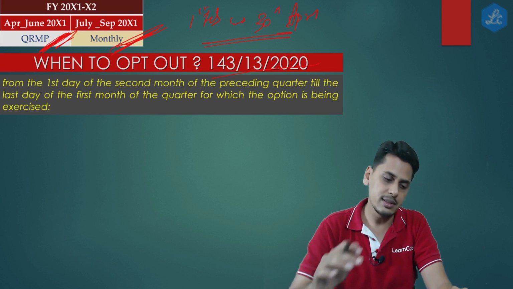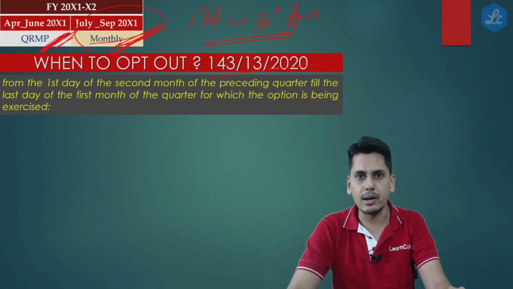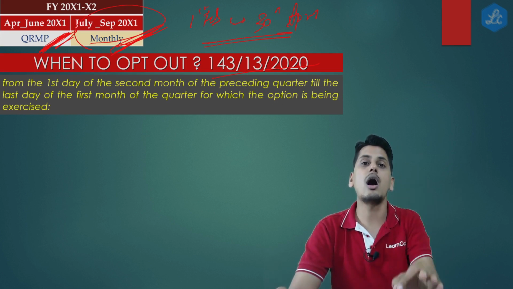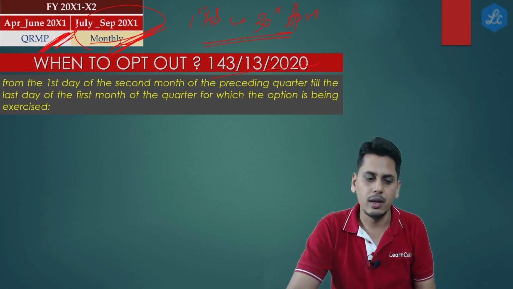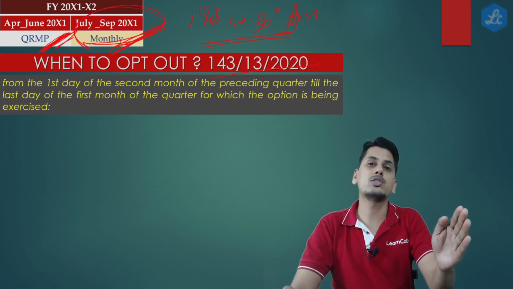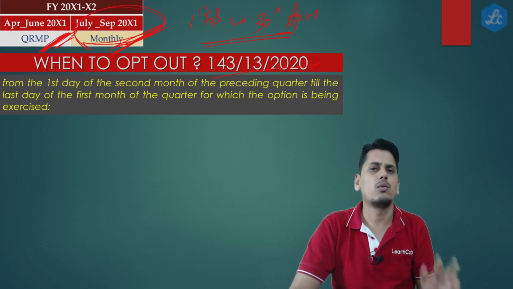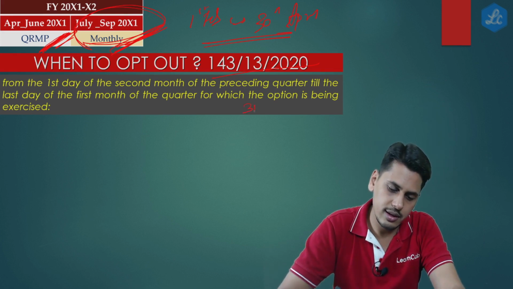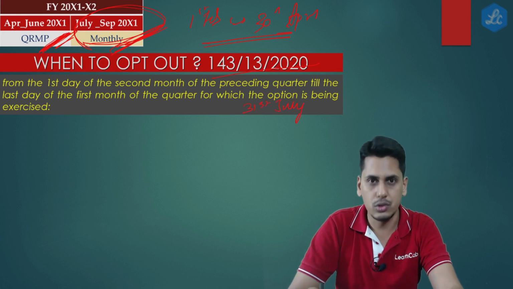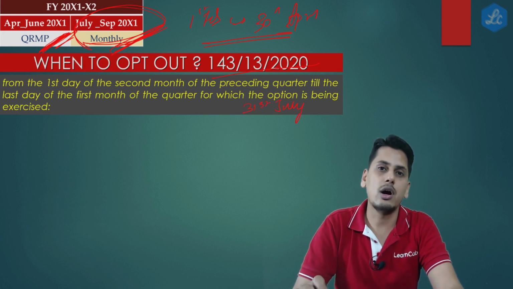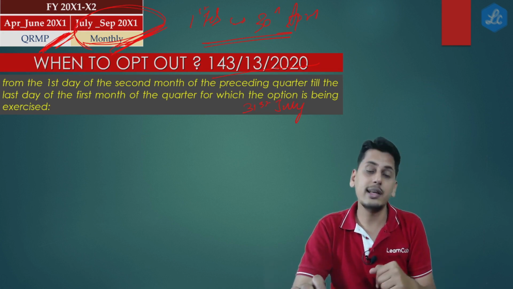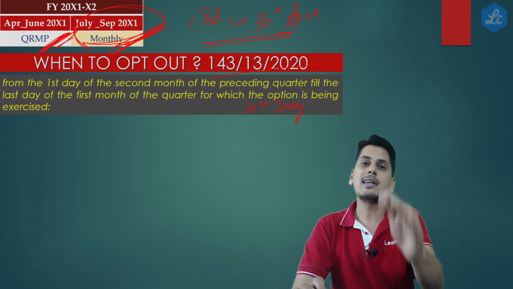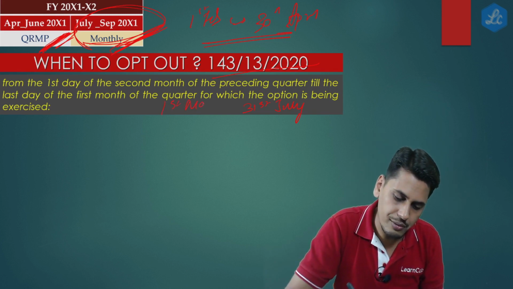In our example friends, for the quarter July to September, he does not want to remain under QRMP scheme, which means that he wants to opt out of QRMP scheme. So for July to September, if he wants to opt outside QRMP scheme, what is the date? As regards July, the ending point is going to be 31st of July. What was the preceding quarter? The preceding quarter was April, May and June. Ending point for that was 30th of April. So the starting point for this is going to be 1st of May.